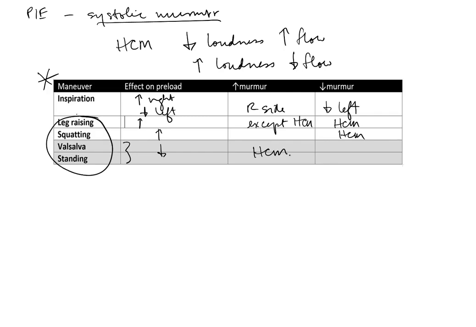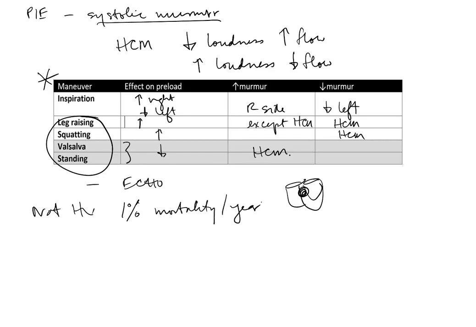The key tests are going to be those that increase preload, leg raising and squatting, versus those that decrease preload, the Valsalva maneuver and standing up. The next thing you're going to send them to is echo, where you're going to be looking for that asymmetric septal hypertrophy. The natural history of this disease is the problem, because 1% of those that have ever had a symptom are going to die per year. When you're talking about a 10-year-old child, that's a very large lifetime risk.